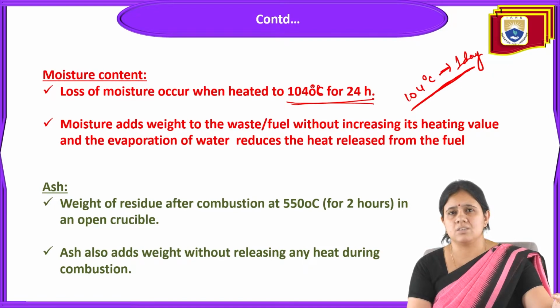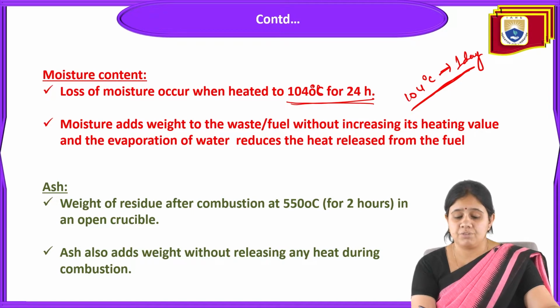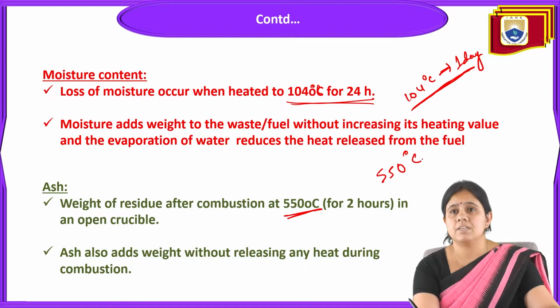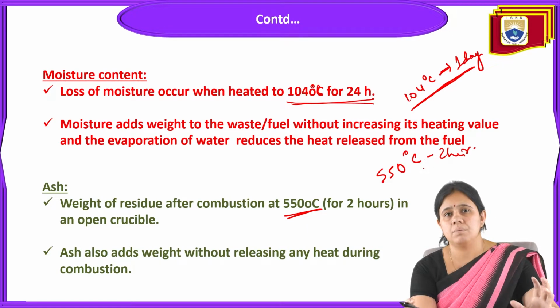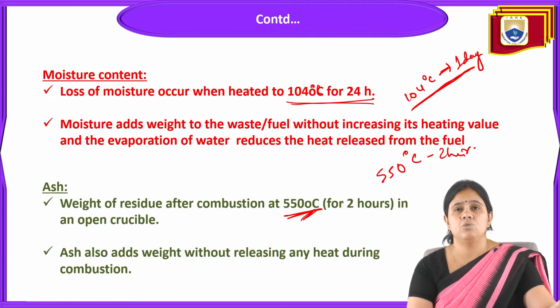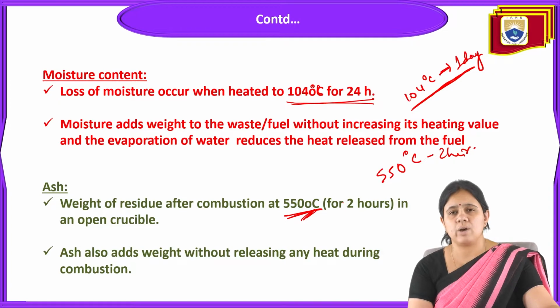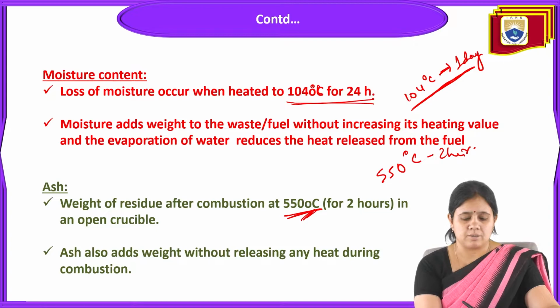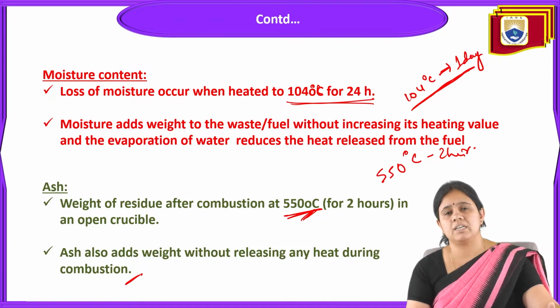Like that, ash is there. In the ash, we measure the weight of the residue after combustion at 550 degrees Celsius, for 2 hours, only 2 hours, in an open crucible. This will give you an idea about the ash. Ash also adds weight without releasing any heat during the combustion process. So this is all about the moisture content and ash.